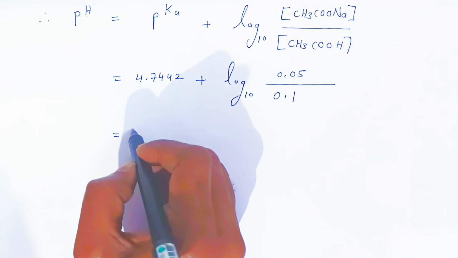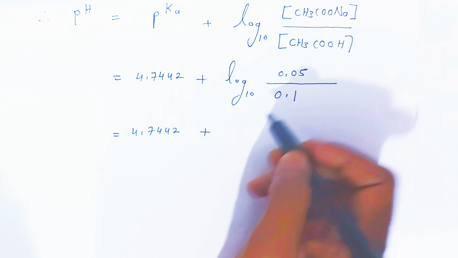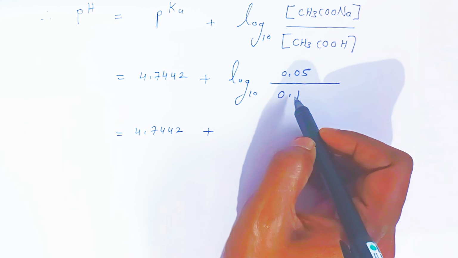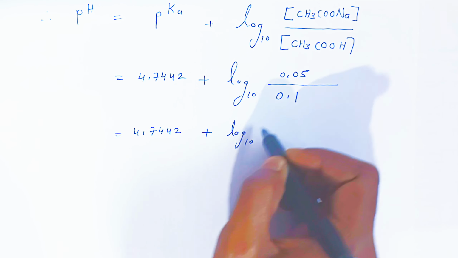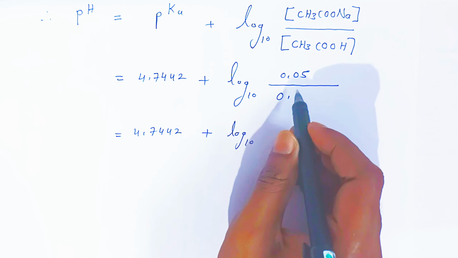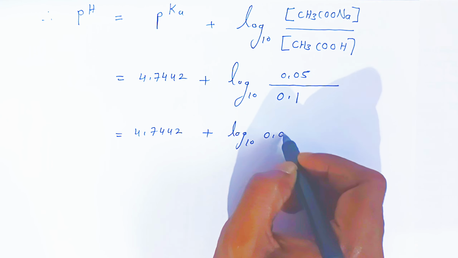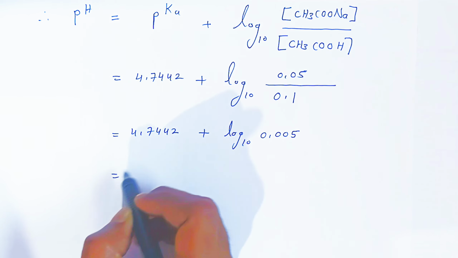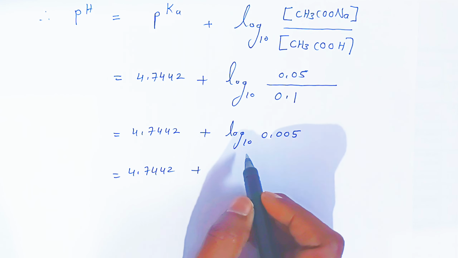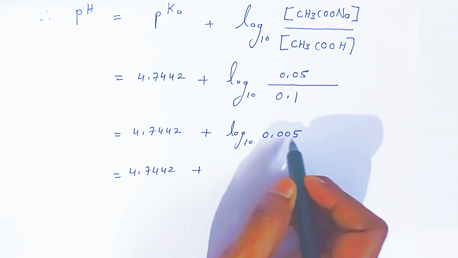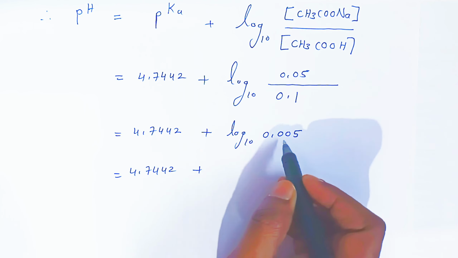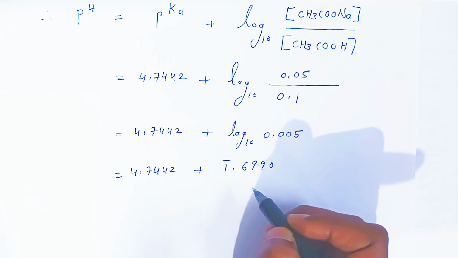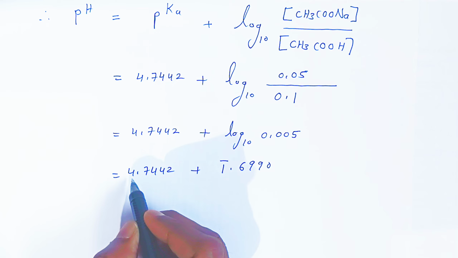Take the log, students. 4.7447 plus log base 10 of 0.05 divided by 0.1, which is 0.5. Writing it as 5 into 10 raised to minus 1 and taking the log, it comes to minus 1 plus 0.6990, that is bar 1.6990. This is negative and this is plus.